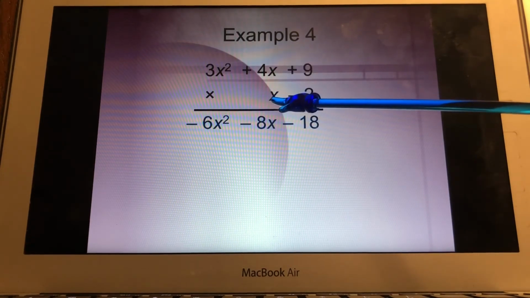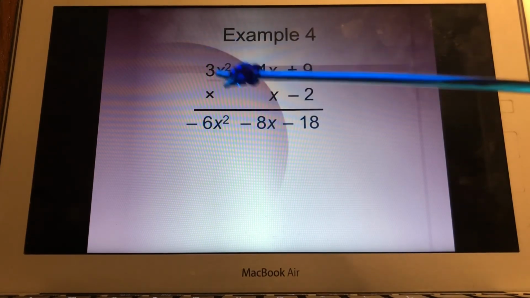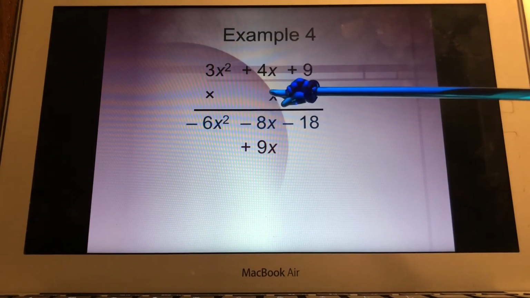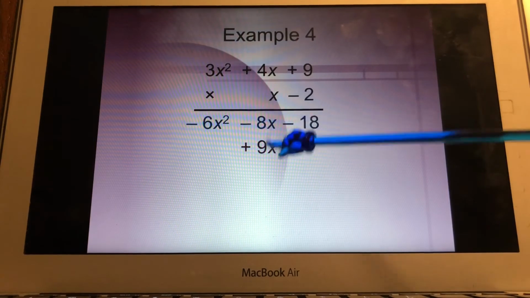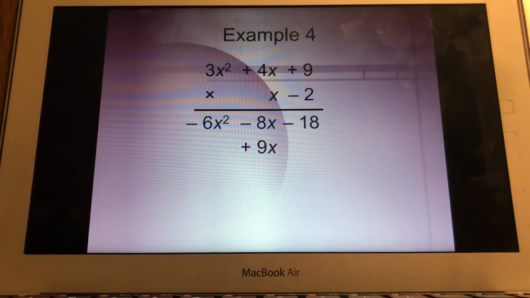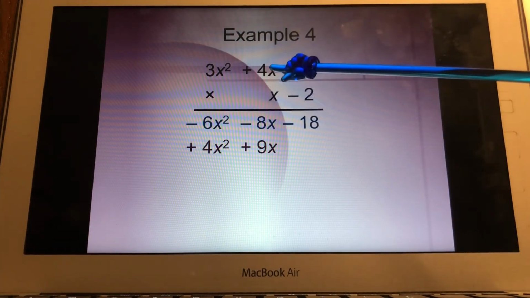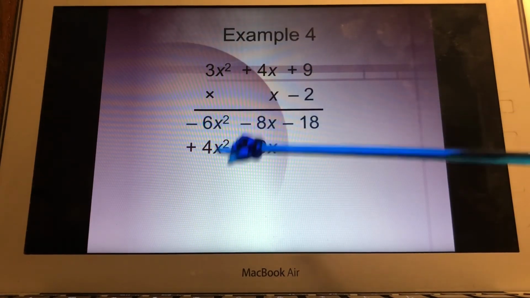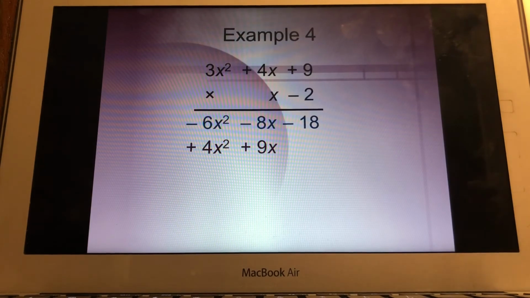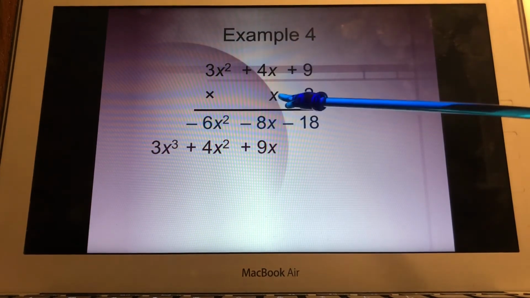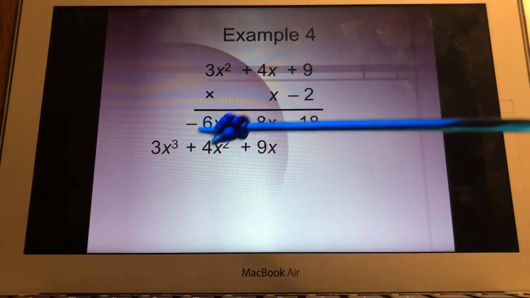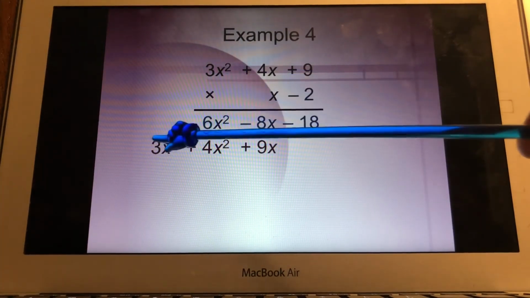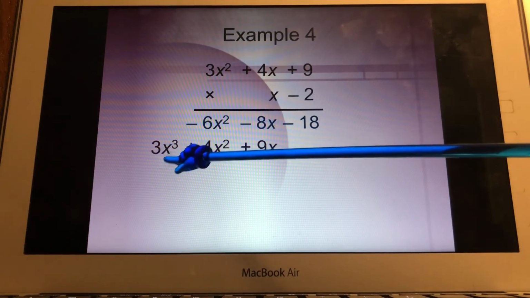Now I'm going to take my x and distribute it through the equation. So I have 9x, and I'm lining it up with the x terms. Okay, so 4x times x is now 4x squared, and I'm lining it up with this x squared. Then x times 3x squared gives me 3x cubed, right? And there's no other term up here with that, so I'm going to put it down here.